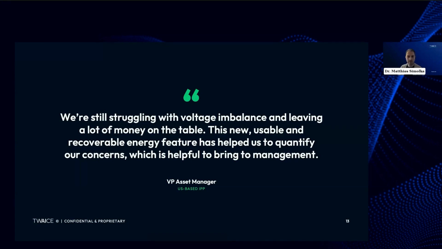And so ultimately, this tool is designed to provide greater transparency and also actionability, knowing what to do. So you can optimize your asset, you can recover the lost energy, and you can maximize your revenue potential with this, of course.